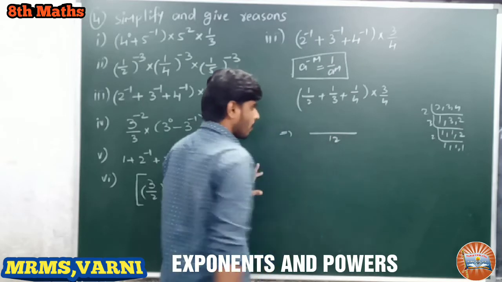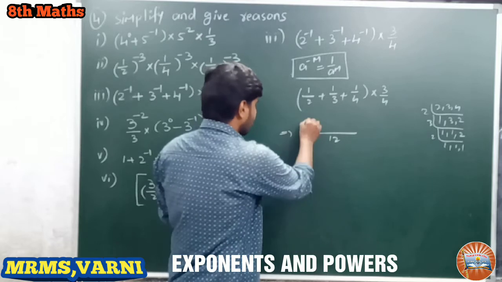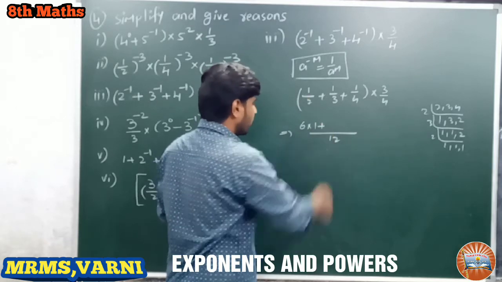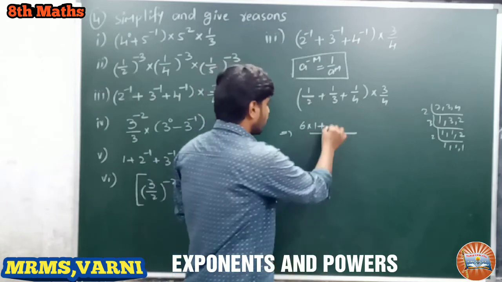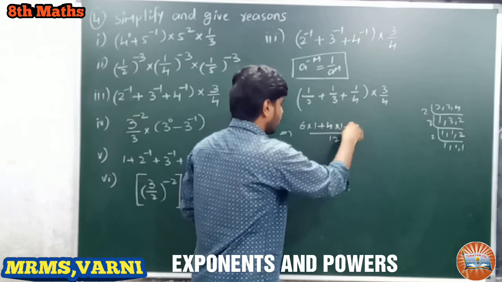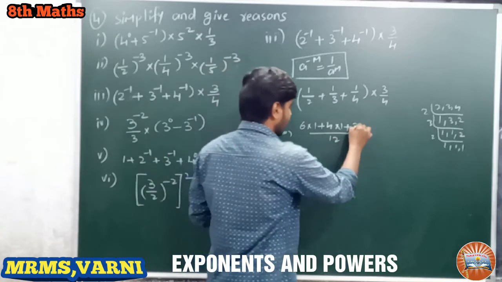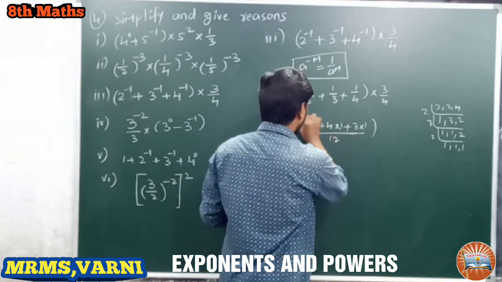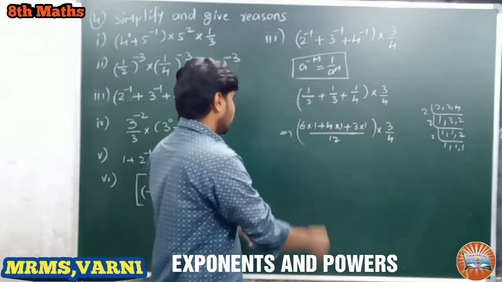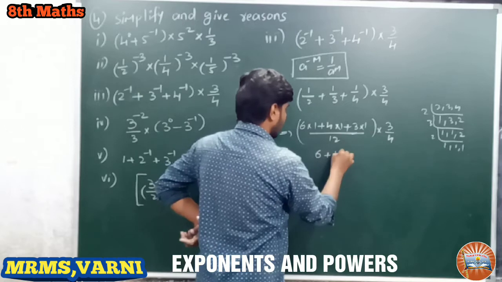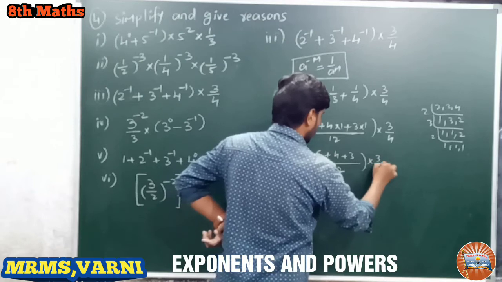12 is the 18. So in 2 table, 12 comes at 6 times. That 6 into numerator 1, plus in 3 table, 12 comes at 4 times, that 4 into this 1, plus in 4 table, 12 comes at 3 times, that 3 into numerator 1, into 3 by 4 as it is.